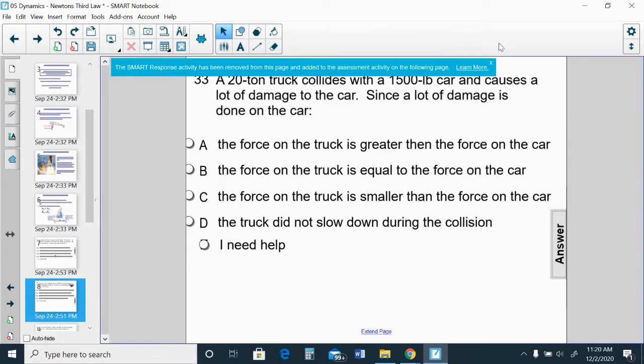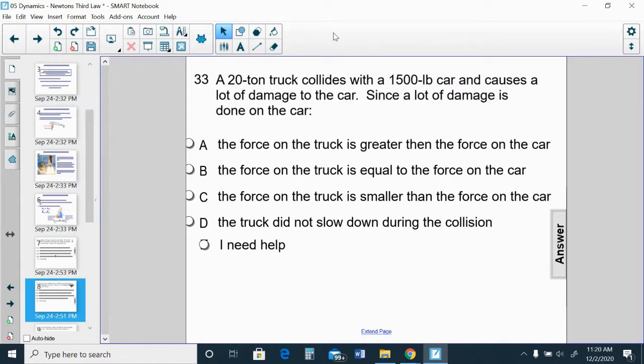A 20-ton truck collides with a 1,500-pound car and causes a lot of damage to the car. Since a lot of damage is done on the car, the correct answer is B. So taking a closer look, the force on the truck is equal to the force on the car.